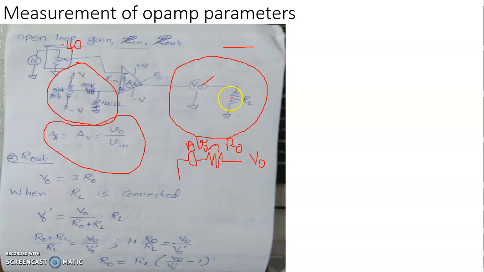Now what we do is that we place a load resistance here. Again connect from this point to the CRO.